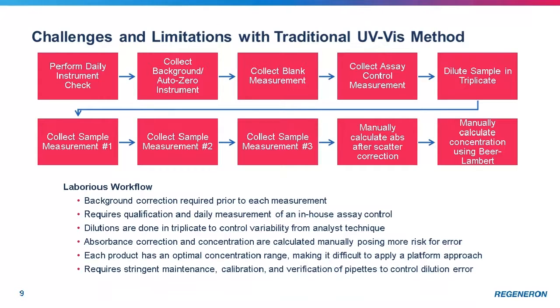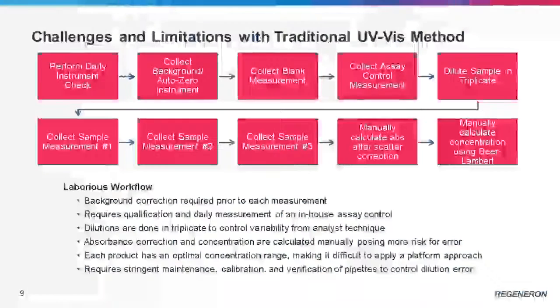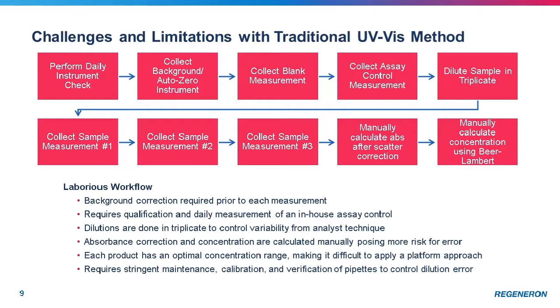This is then followed by the measurement of an assay control, which can be either a purchased or an in-house prepared standard that is qualified and expected to produce measurements within a specified range. This is then followed by sample dilution. In QC, samples are typically diluted in triplicate in order to mitigate variability from analyst technique.